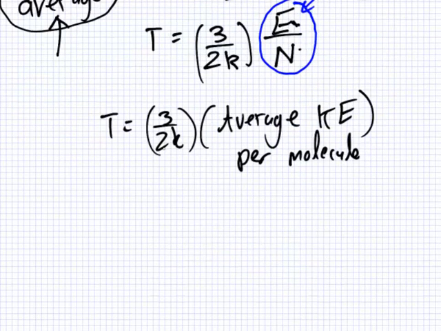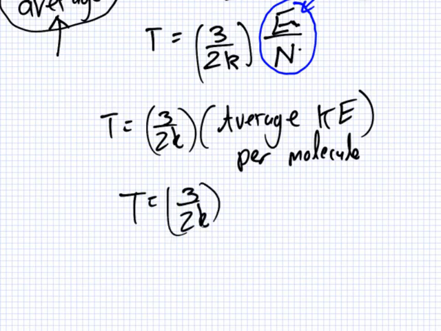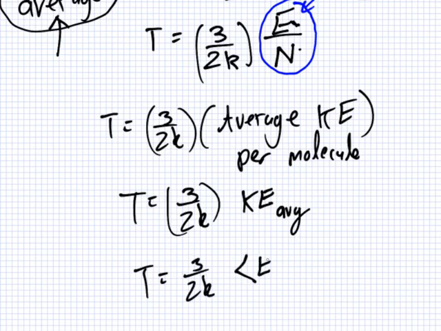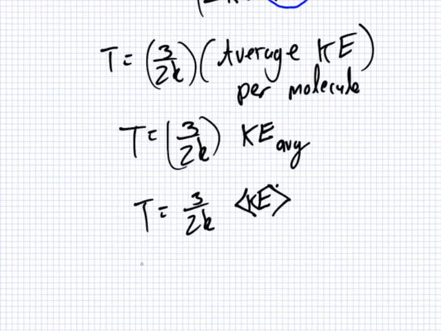Yeah, so I'll just say here, T equals 3 over 2K, and I'll just write KE. Now, there's different ways to write average. You can write KE with a little average here, or in some books you might see it written like this, with lines around it like this.